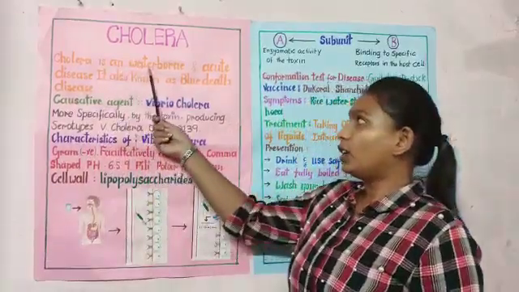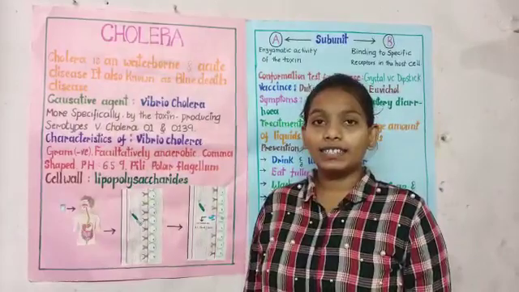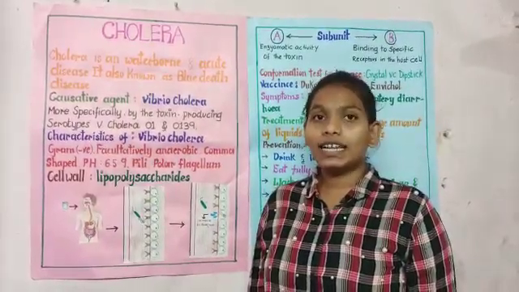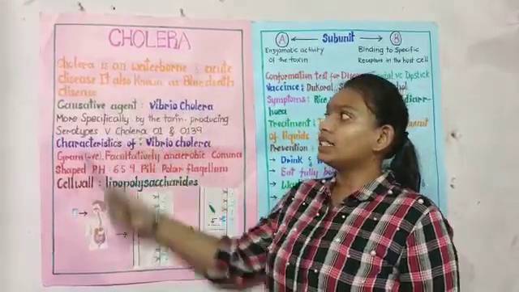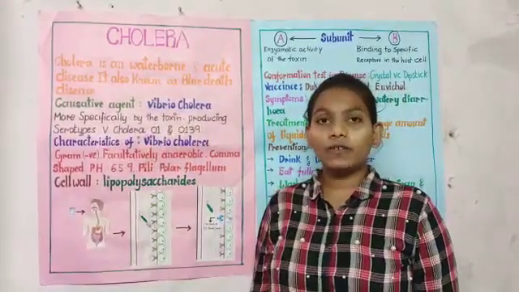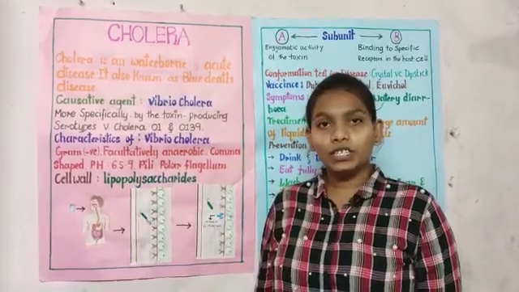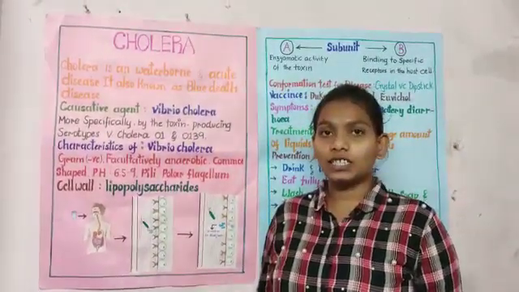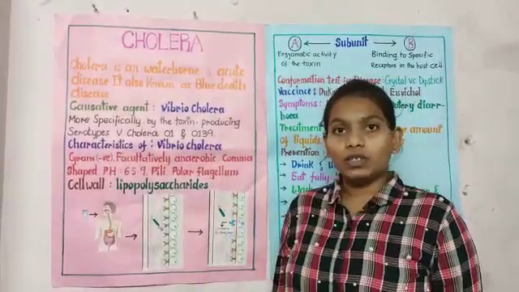Today I would like to discuss the topic cholera. Cholera is a waterborne and acute disease, a severe and sudden-onset diarrheal disease. It is also known as blue death disease because of the change of color in the infected person to blue discoloration due to the severe dehydration. It causes the death of the person also.